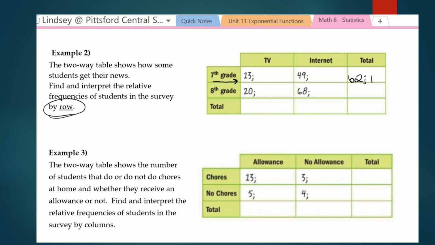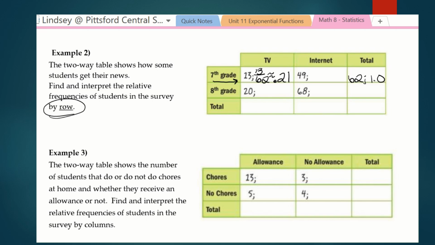So again, this is my 1.0. Okay. So now we're going to use that 1.0 or that 62 total students, and we're going to see what the relative frequency is based on the number of 7th graders that watch TV to get their news. So it looked like 13 of the 62 watch TV. Okay, I'm going to squeeze this in here. So 13 out of 62, and that gives me approximately 0.21.